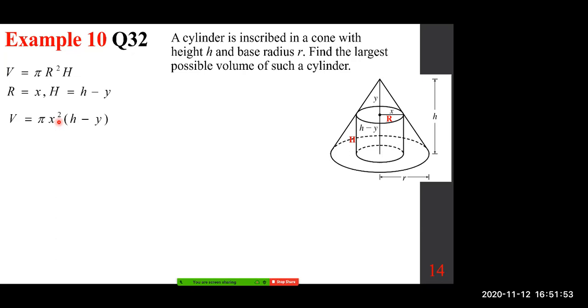Now, bear in mind, h, lowercase h, is the height of a what? Cone, and it's fixed. Lowercase r is the radius of a cone, and that is also fixed, okay? So the variables are x and y. What's the problem? We have two variables, x and y. So how do we fix the problem?